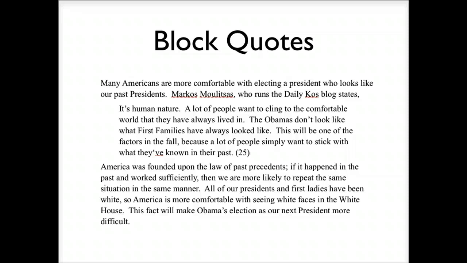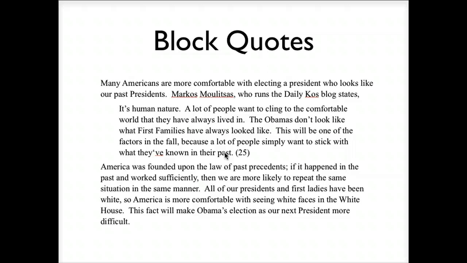Marcus Mulitsas, who runs the Daily Cost block, states, notice it's just a comma. Anytime that you say argues, states, says, and so on, you just need a comma, and then goes right into the quote. Notice that the quote is indented. The entire quote is indented here. And notice what's missing. There are no quotation marks at the beginning or end of the quote. The indenting is the signal for a quote. You do not need to use quotation marks when you indent. In fact, you should not use quotation marks when you indent.